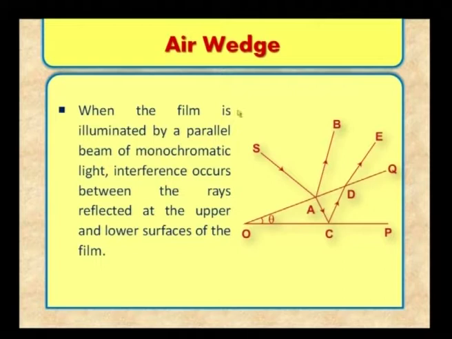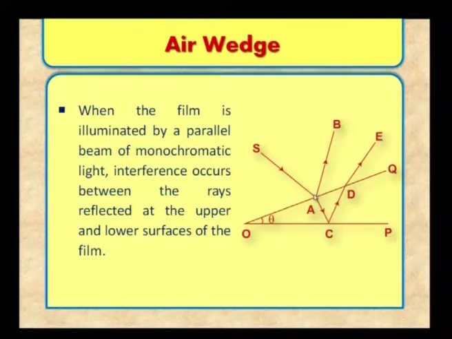Now, when a ray of light comes from the source, it gets reflected at the phase OQ on the top surface of the glass plate, and the reflected ray travels along the direction B. On the other hand, a part of the light beam undergoes refraction, goes through the air medium, that is the air wedge, travels along this route AC, meets the glass plate at CD, undergoes refraction at point D, and the light ray comes out.